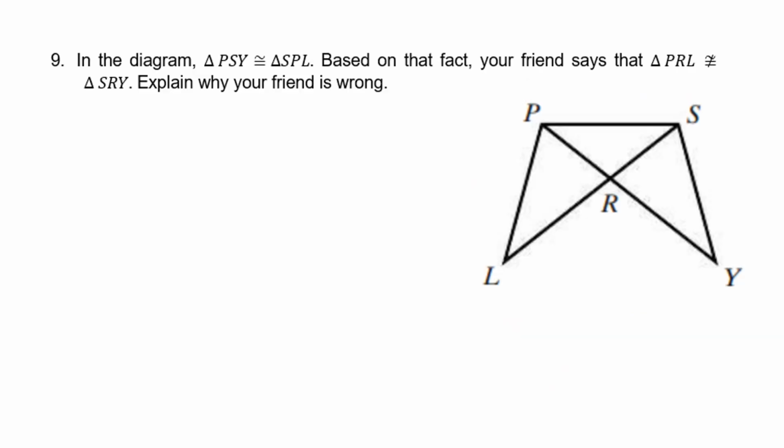Okay, so again, taking a slightly different approach in this problem, it says in the diagram, triangle PSY is congruent to triangle SPL. Based on that fact, your friend says that triangle PRL, the bottom leg here, is not congruent to SRY. Explain why your friend is wrong.